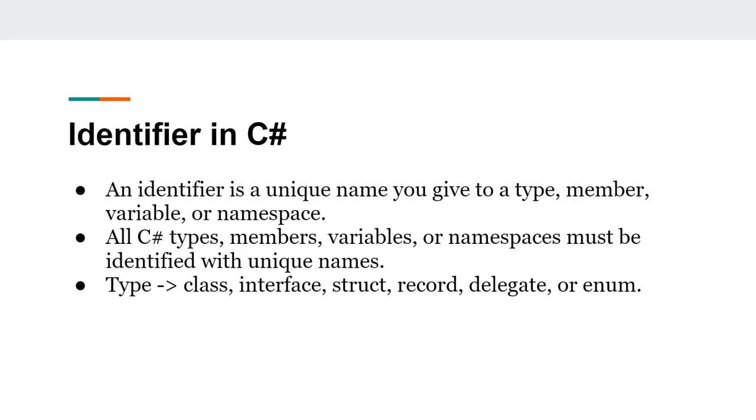Identifiers in C Sharp. An identifier is a unique name given to a type, member, variable, or namespace in C Sharp. All the C Sharp types, members, variables, or namespaces must be identified with unique names. The types in C Sharp are class, interface, structure, records, delegates, or enum. These are types in C Sharp.